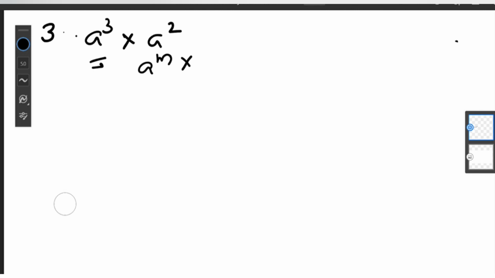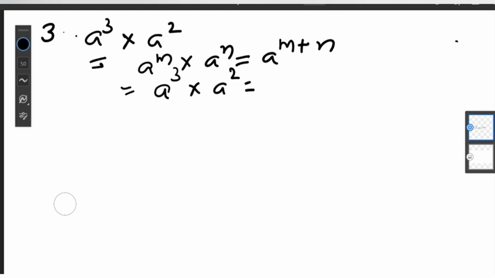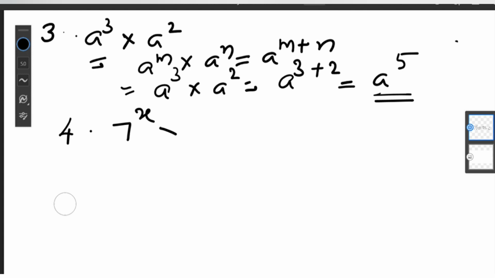You should thoroughly learn these exponentials in your mind. Only after that will you be able to do it correctly. Then the third question: a to the power 3 into a to the power 2. We have already learned one law: a to the power m into a to the power n is equal to a to the power m plus n. Likewise, a to the power 3 into a to the power 2 is equal to a to the power 3 plus 2, which is a to the power 5. So our answer is a to the power 5.